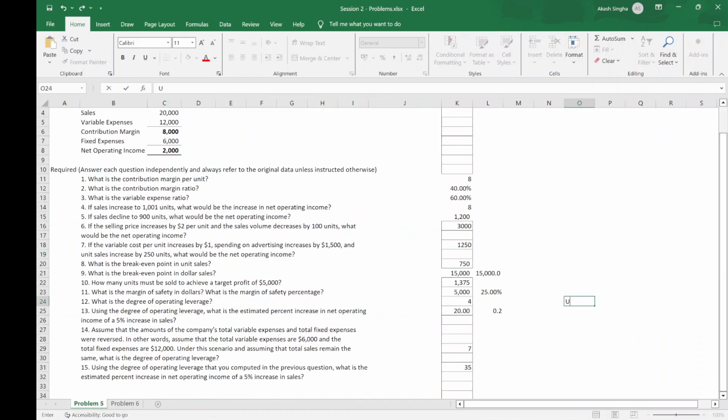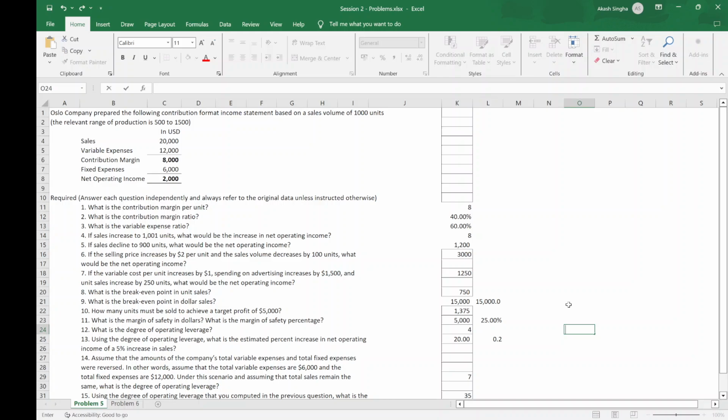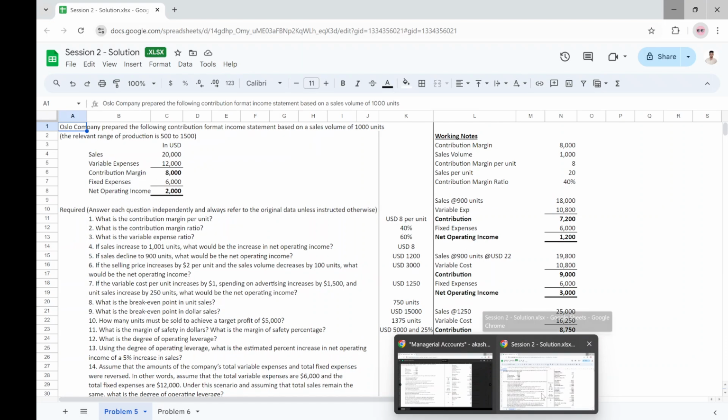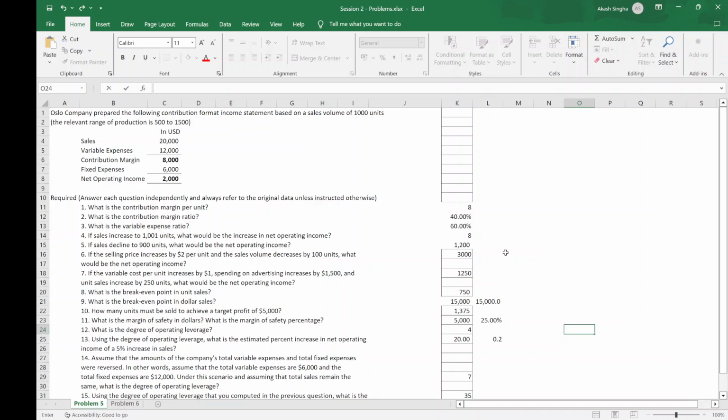Okay, so for session 2, I'll just go through how I solved it, and then I'll check with what ma'am gave us as solution, and check if it is correct or not. So contribution format income statement for 1,000 units, the relevant range of production is 500 to 1500. Sales is 20,000, variable expense 12,000, contribution margin 8,000, fixed expense 6,000, and net operating income 2,000.